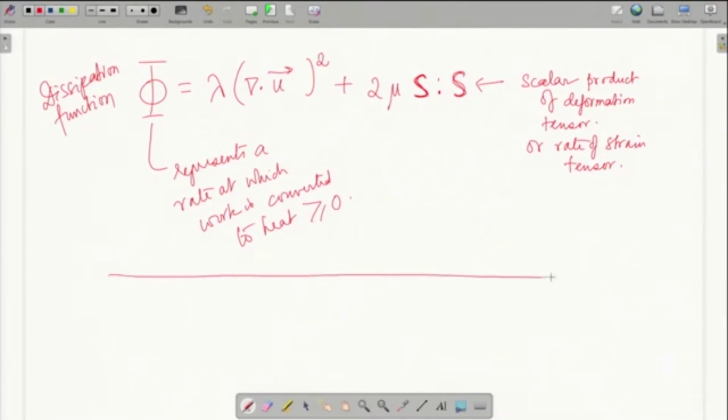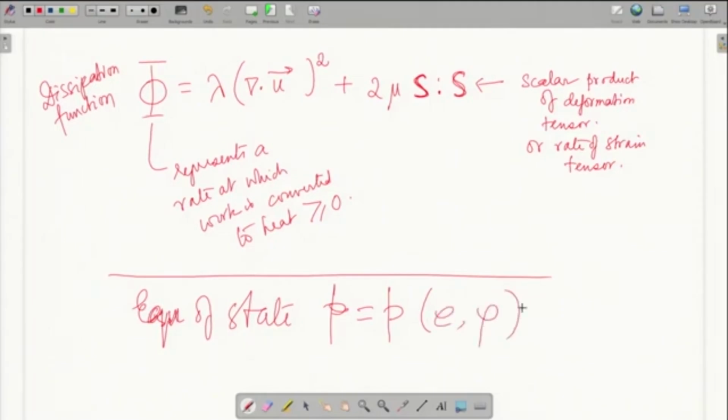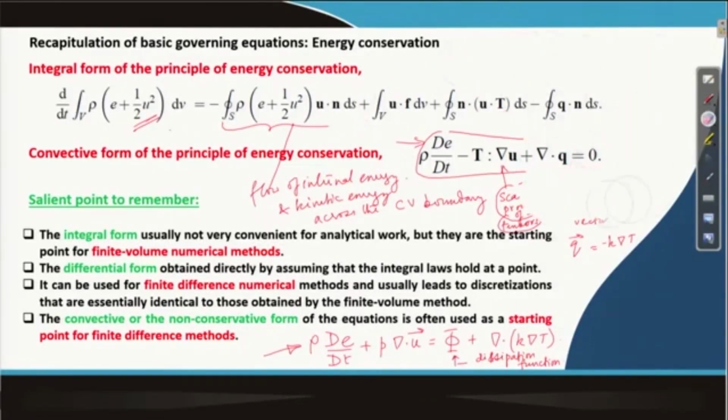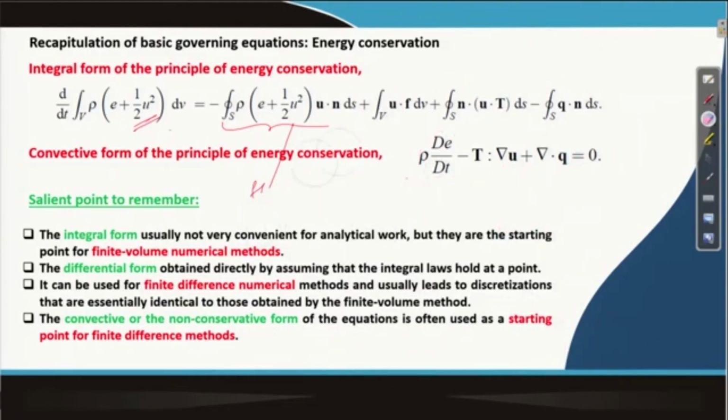In addition to these conservation equations, we will also require an equation of state to solve these equations, and we can write it in a functional form like this. For example, P is a function of E and rho. You remember that we had used such an equation of state when discussing Euler equations in the previous week. So, this more or less sums up the brief recapitulation of the governing conservation equations of mass, momentum, energy.